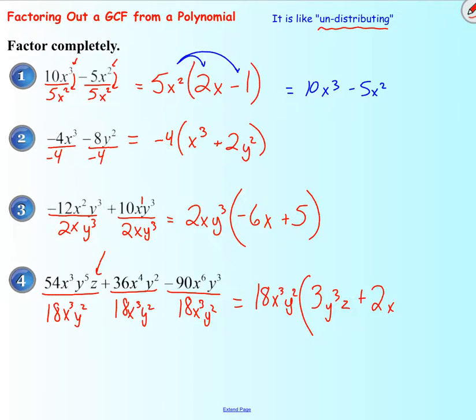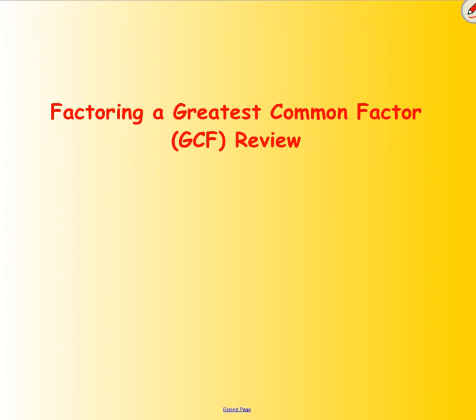2 y's, take 2 away, they're all gone, so minus 90 divided by 18 is 5. 6 x's, take 3 away, leaves me with 3. 3 y's, take 2 away, leaves me with 1 y. So that would be my solution. So there is your review of factoring a GCF.